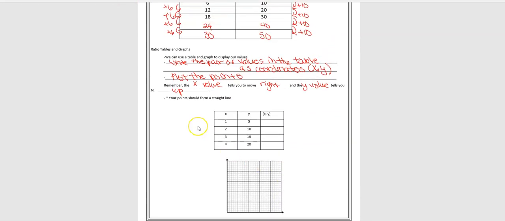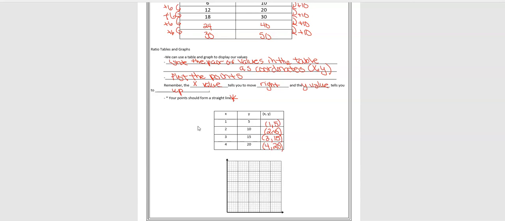This is very important. Your points should form a straight line, which is why I gave you a little star here. So if this is your table that you're given, these are your x values, these are your y values. Let's write them as coordinate pairs. So here it's going to be 1, 5. Here it's going to be 2, 10. Here it's going to be 3, 15. And here it's going to be 4, 20.